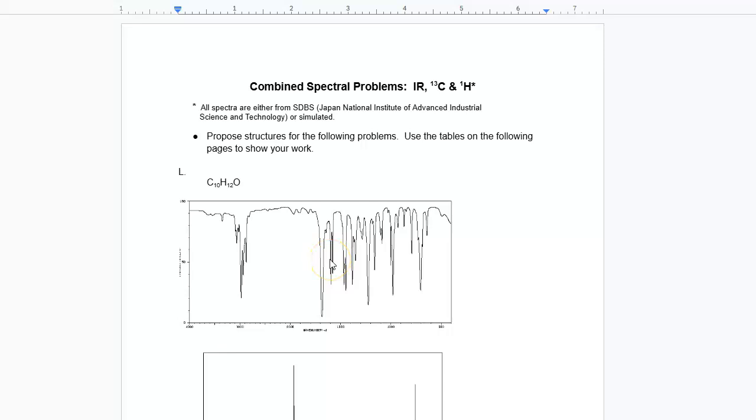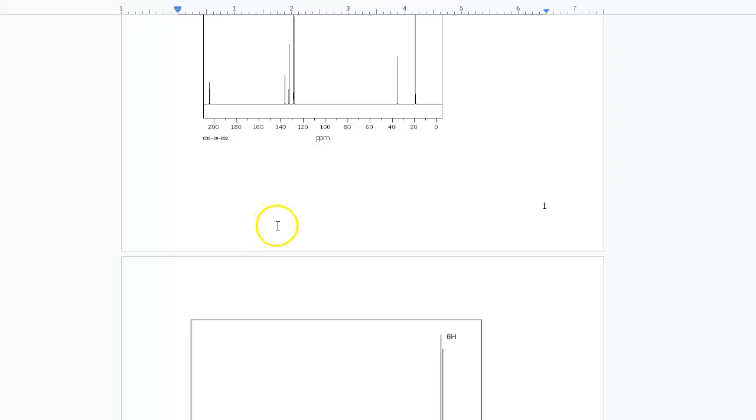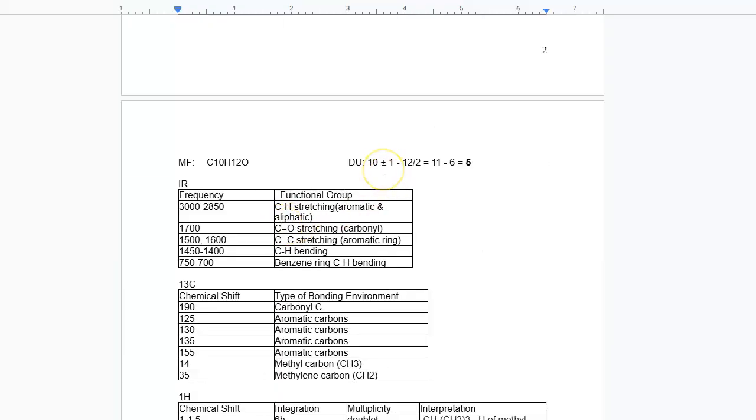Today I'm going to be presenting to you guys this combined spectral problem using the chemical formula C10H12O. So we're going to be walking through this combined spectral problem and determining the structure of an unknown compound with the given molecular formula. So the first step is to calculate the degree of unsaturation that's down here. That's this DU. That'll give us some clues about the rings and the bonds in the molecule.